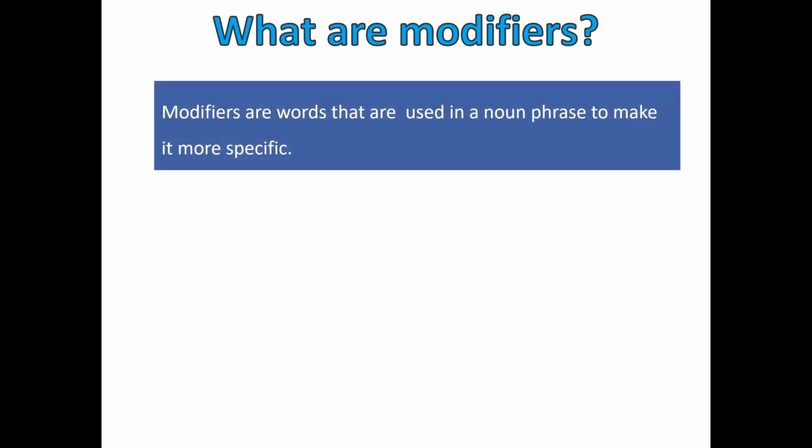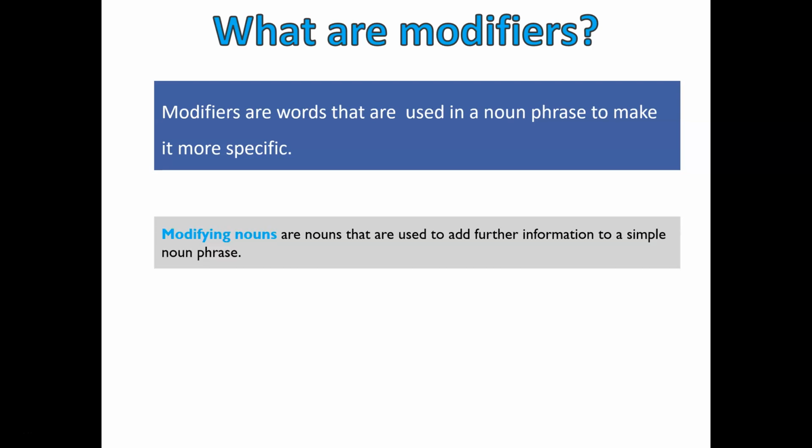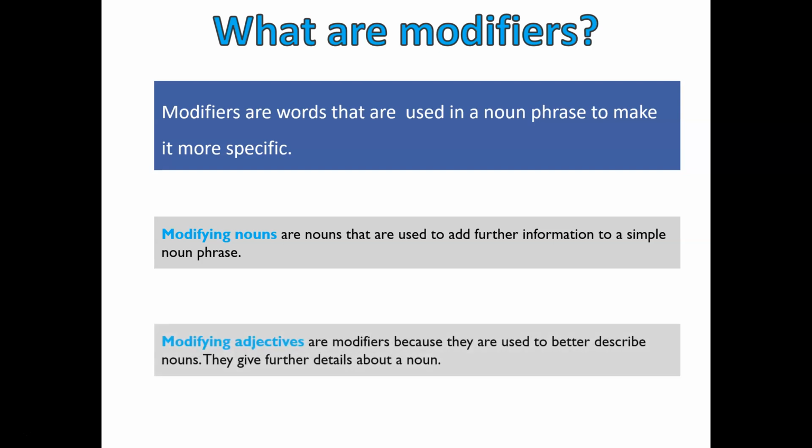Modifiers are words that are used in a noun phrase to make it more specific. Modifiers are words that give added meaning. Modifying nouns, well, they're nouns that are used to add further information to a simple noun phrase. And modifying adjectives are modifiers because they are used to better describe nouns. They give further details about a noun.